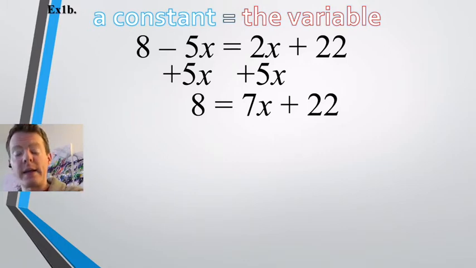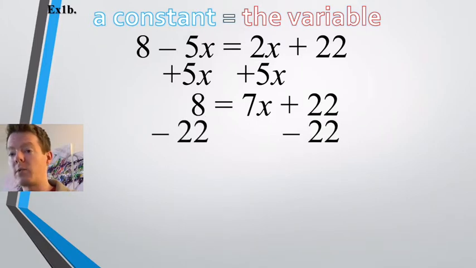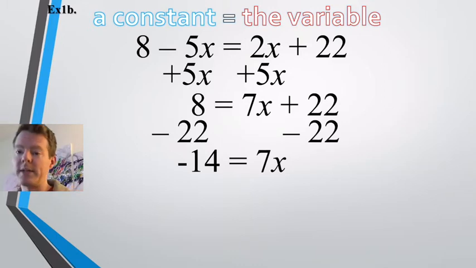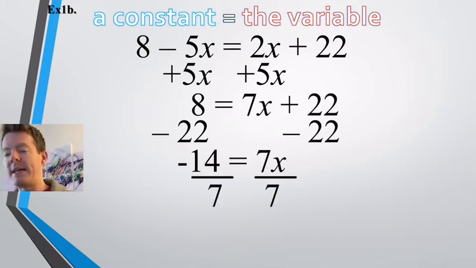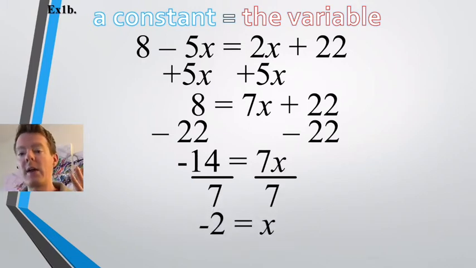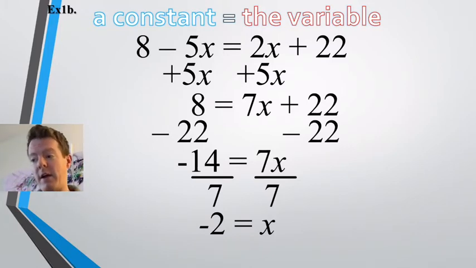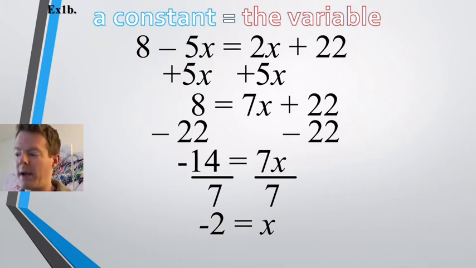Again, I'm moving the constants to the left side of the equation, so I'm going to get rid of that 22. I'm going to take away 22 from both sides. That's going to give me negative 14 is equivalent to that 7x. And I have just one more step to do, divide by 7. That gives me that negative 2 is equivalent to x. So there I have it at the end. I had constants, negative 2, and then I had variables, x. And I just kept working until that's what I got to, all right?